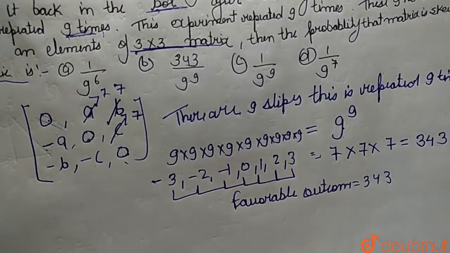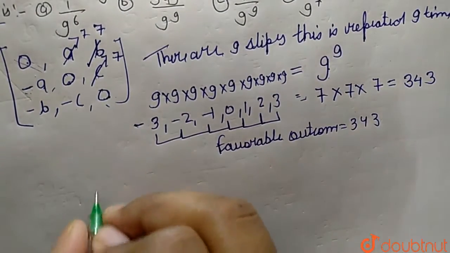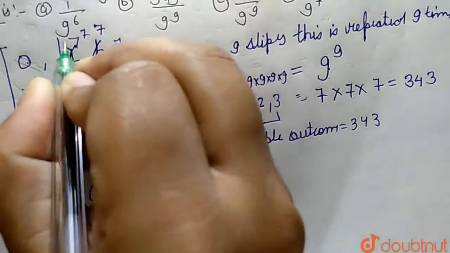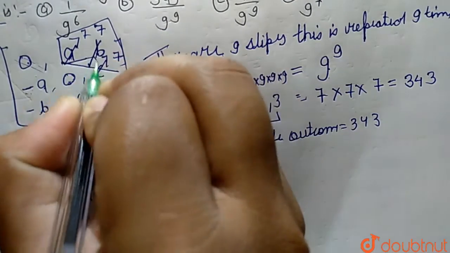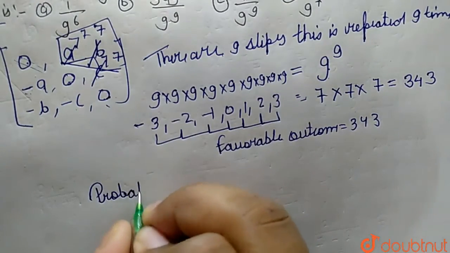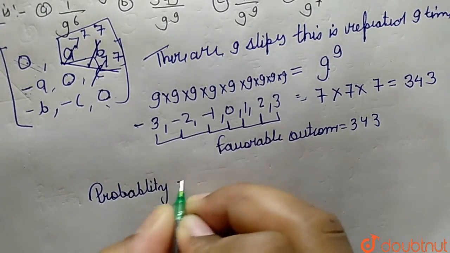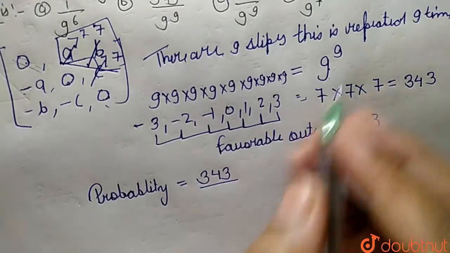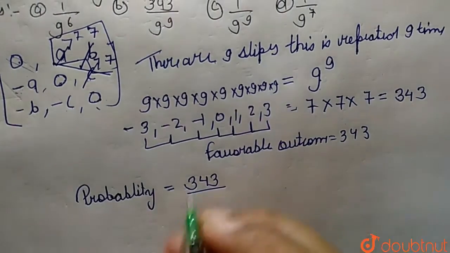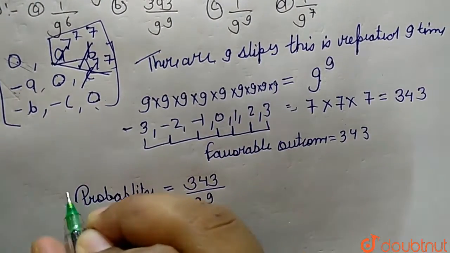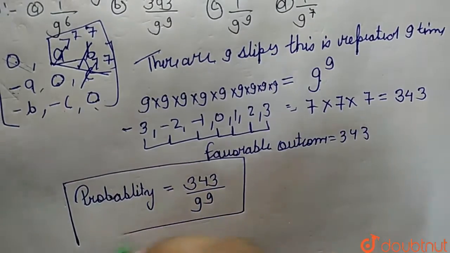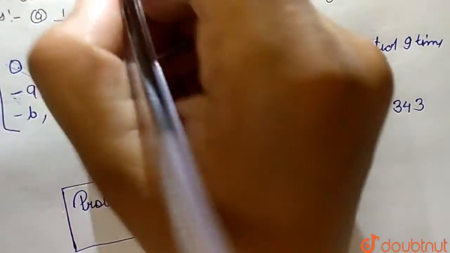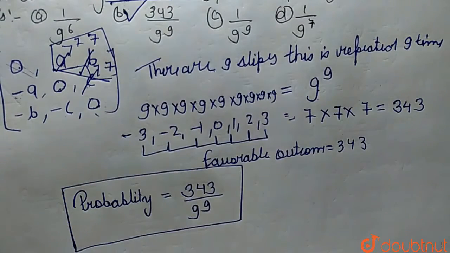Now the probability that the matrix is a skew symmetric matrix is the favorable outcomes over the total outcomes. The favorable outcome is 343, and the total outcome is 9 to the power 9. So 343 upon 9 to the power 9 is the correct answer for this question. Option B is the correct answer.